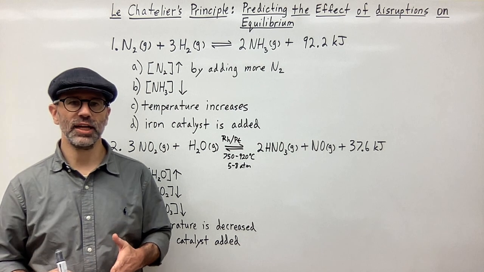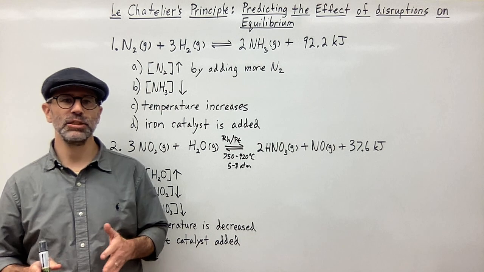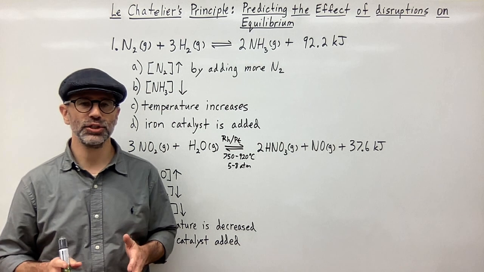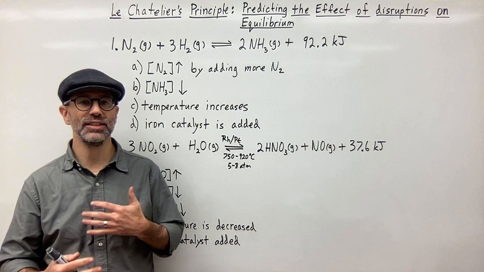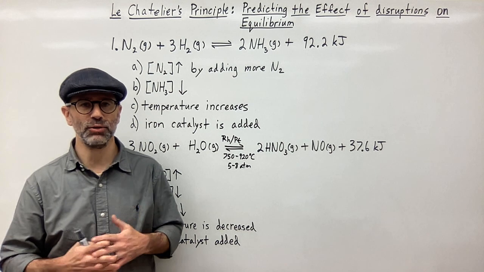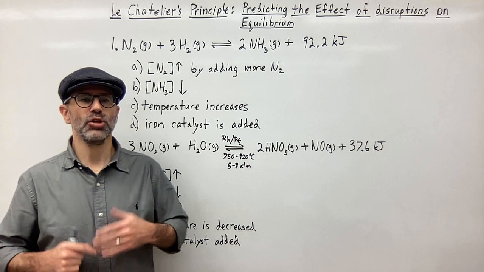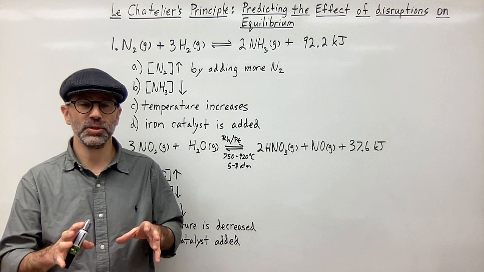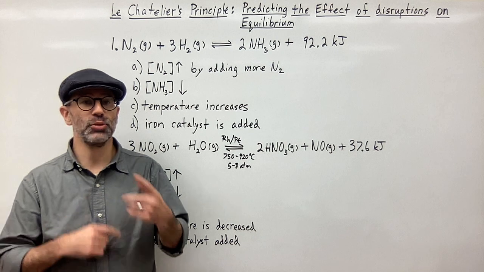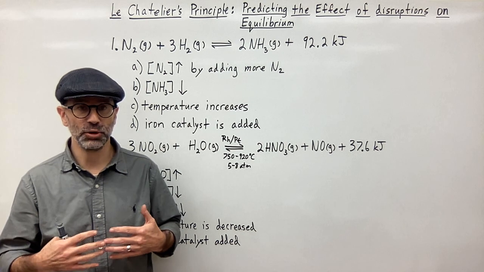So according to Le Chatelier's principle, a system that is disrupted is going to react in such a way that's going to undo the disruption or undo the stress that was added to the system. So basically whatever you do to the system, according to Le Chatelier's principle, the system is going to undo it to get back to equilibrium.